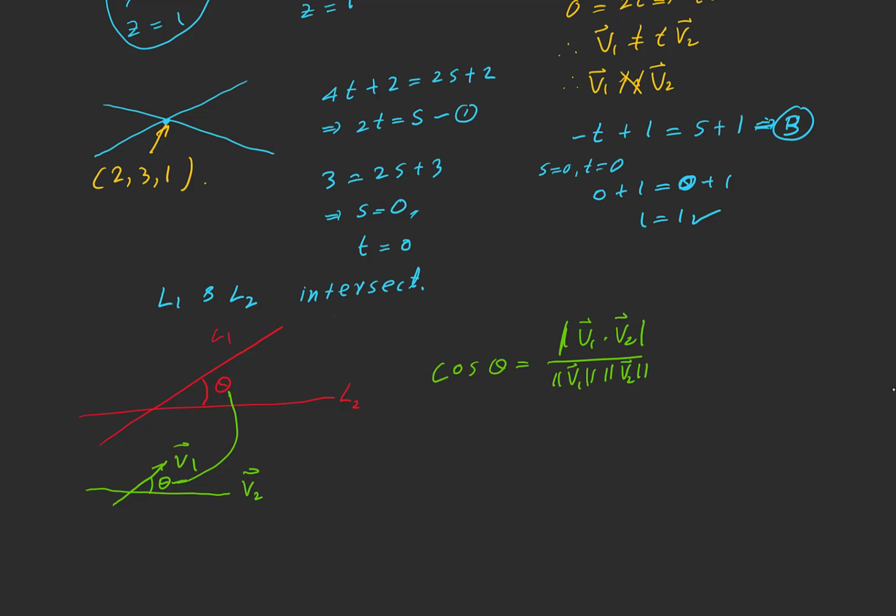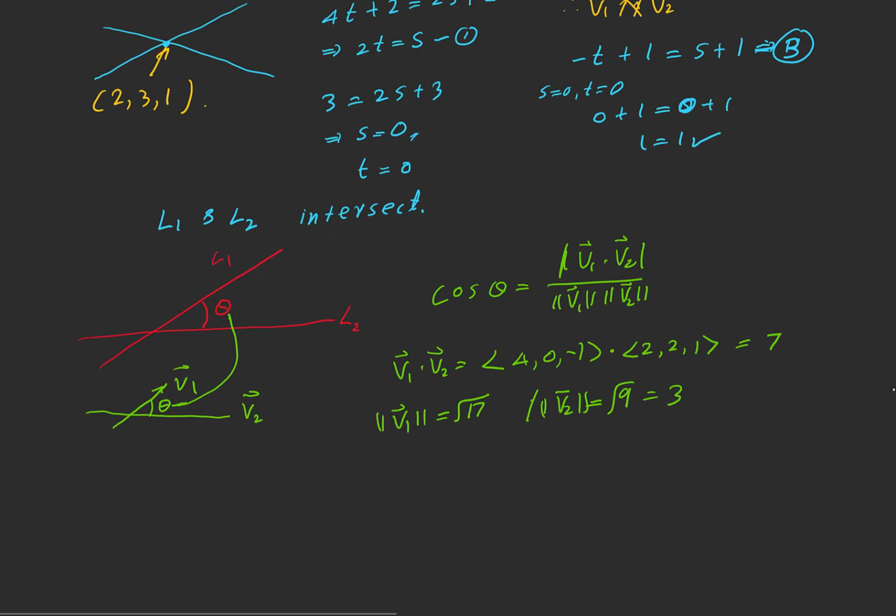Then we need to find V1 dot V2. So we know V1 vector dot V2 equal, V1 is (4, 0, -1) and V2 is (2, 2, 1). Therefore the dot product is 7, right? So how do we find the magnitude of V1? You know how to do it. 4 to the power 2 plus (-1) to the power 2, which is square root of 17. Similarly, we can find the V2 vector magnitude, it is square root of 9, which is 3.